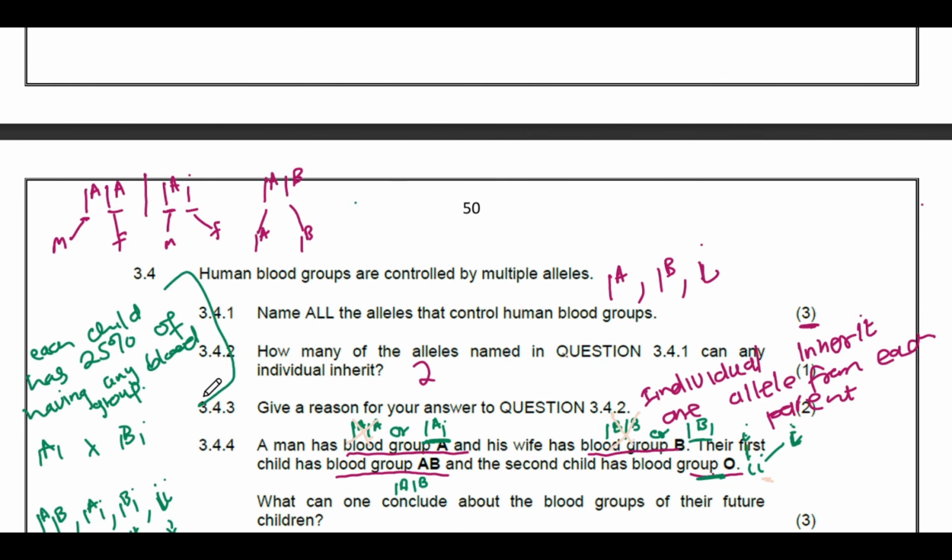There you go. I've written the answer here. So each child has a 25% chance of having any blood group. That's that.